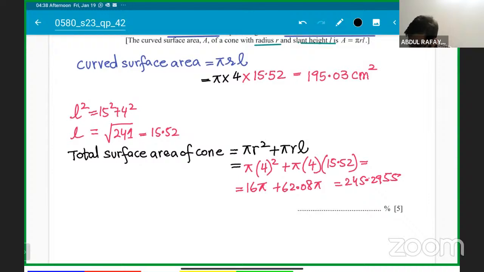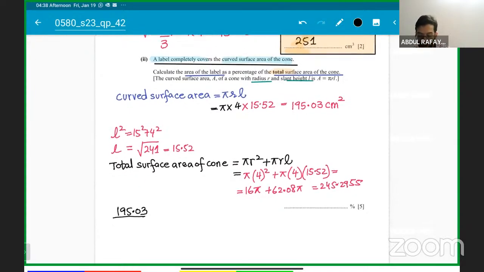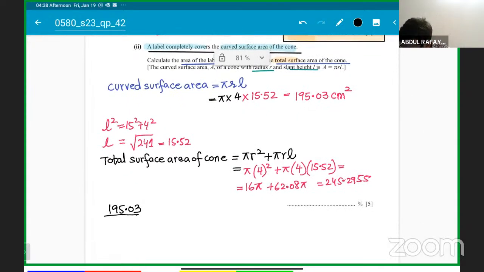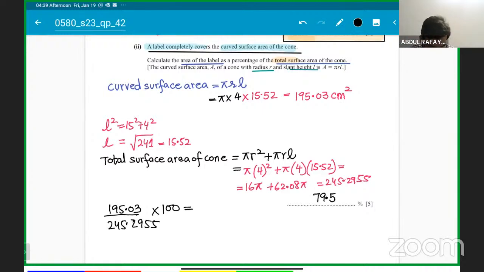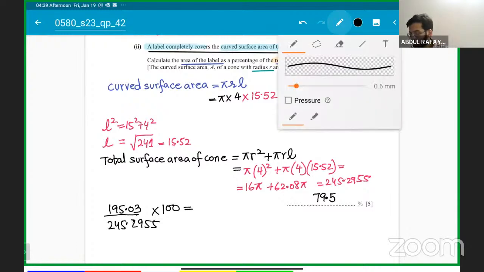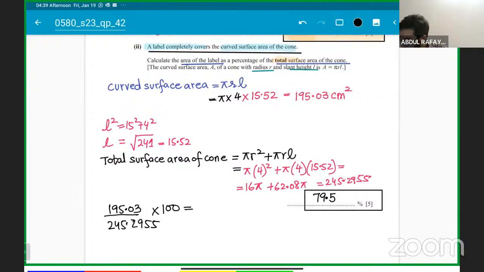Okay. So here we go. It will be 195.03 divided by, this is the curved surface area, that is the area of the label, divided by the total surface area, 245.2955. And let's try if this is correct or not. 195.03 divided by 245.2955 into 100. So I'm getting it as 79.5%, which is 79.5. Is it correct? Okay, alhamdulillah. Everyone got this clear? See if everyone got it.